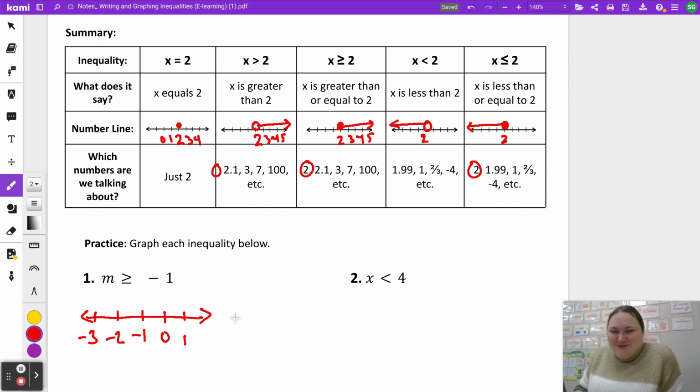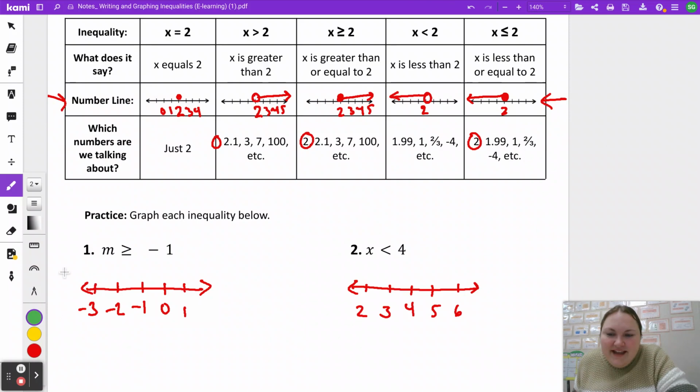What I am going to have you do, though, is actually graph it. So using especially this row in our table to help you out, go ahead, pause the video and try these 2 practice problems, and then that will be the end of the lesson. And you're back, hopefully with some graphs.